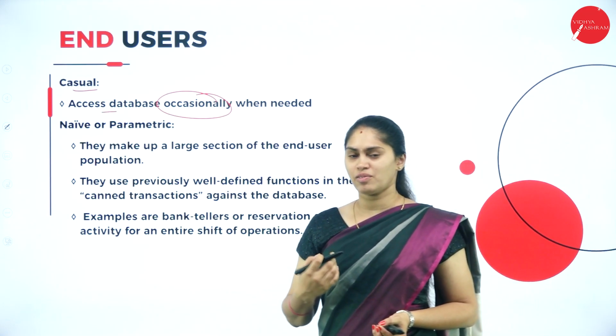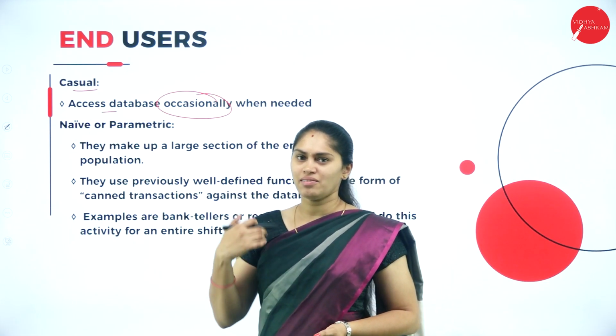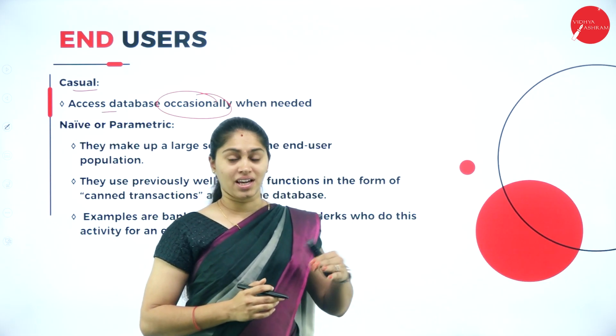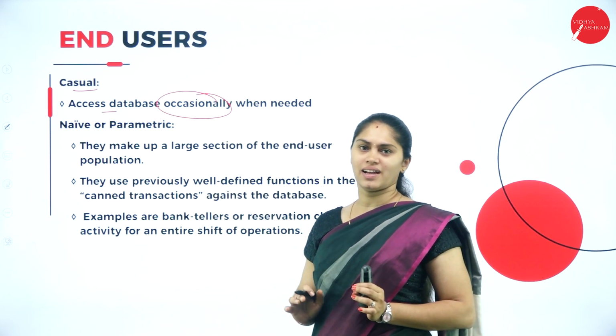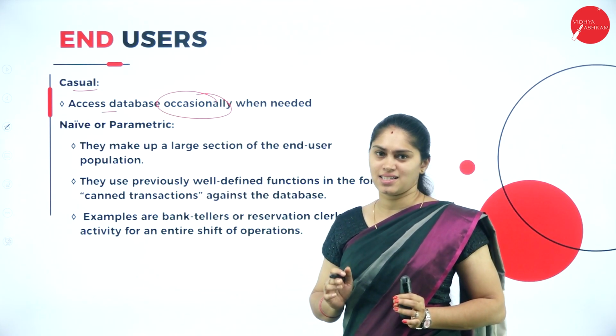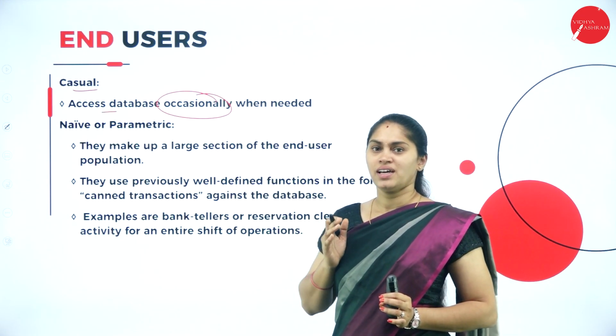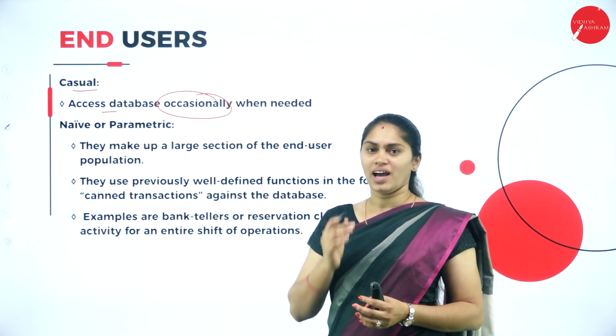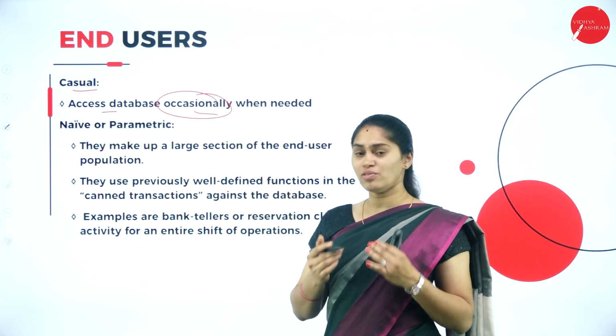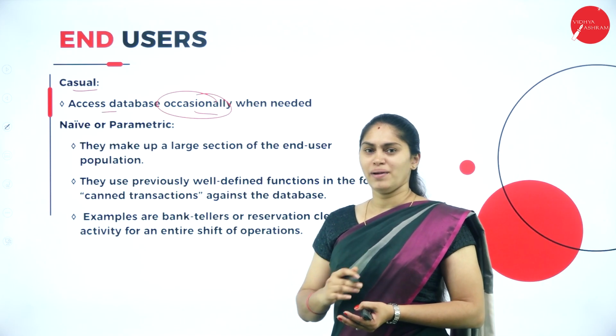Sometimes I may go to book my show. At that time, what is my requirement? I want to book a show. Then I will go for airlines booking. At that time, my requirement is booking of airlines. And I will go with a railway reservation by using IRCTC. At that time, my requirement is different. We are calling them casual end users. We use the database occasionally, but whenever we use it, our requirement could be different.